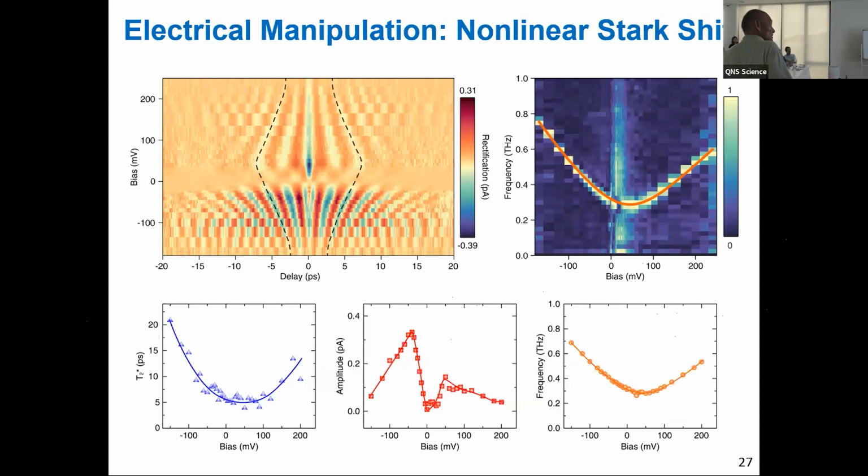Okay, I say it's a nonlinear Stark shift because if you plot the frequency versus the bias, you see that it varies like a parabola. It's actually proportional to the electric field squared, so it's a nonlinear Stark shift instead of proportional to the electric field. So you can use voltage to control the two levels. You can use the voltage to control the coherence time, T2, which is given here versus the bias. This is also showing the tip-dependent frequency, and you can see that it fits pretty well.